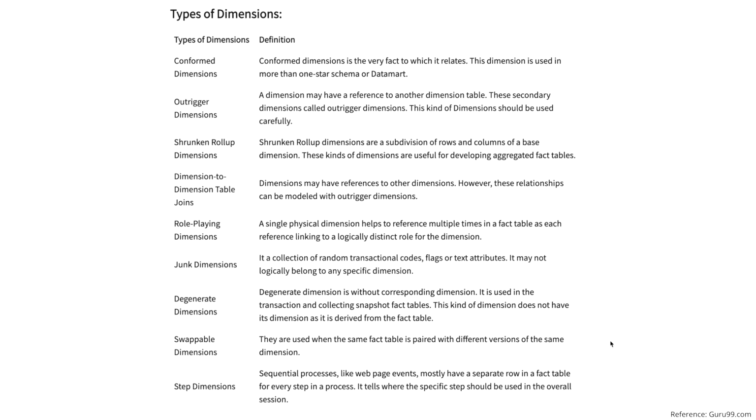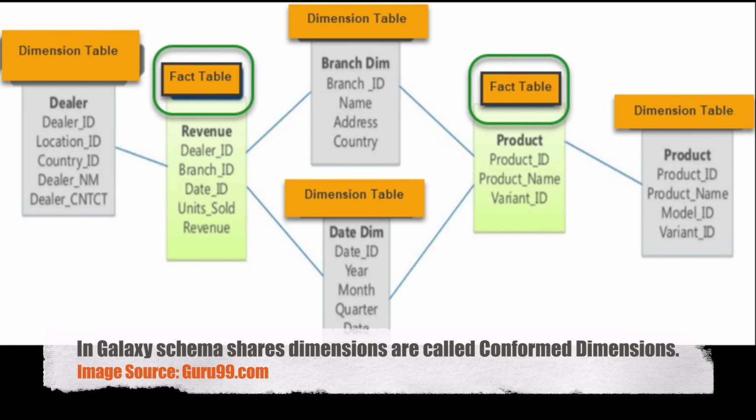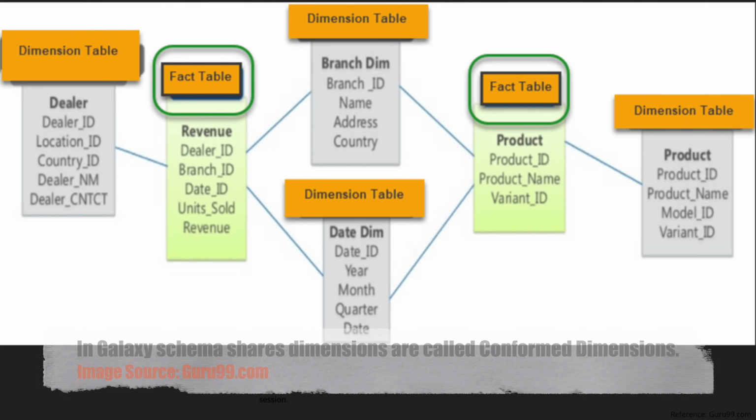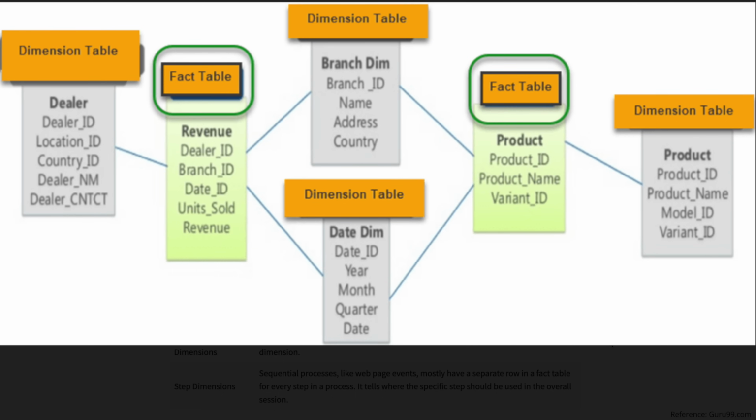Here, these are based on the data warehouse concepts, because in data warehouse, we use the facts and dimensions while doing the data modeling. The very first is confirmed dimensions. Confirmed dimension is the very fact to which it relates. This dimension is used in more than one star schema or data mart. Generally, whenever we are building a galaxy schema, in that galaxy schema, we have more than one fact table. And then we are joining those two fact tables using dimensional tables. And those dimensional tables, we have dimensions inside them.